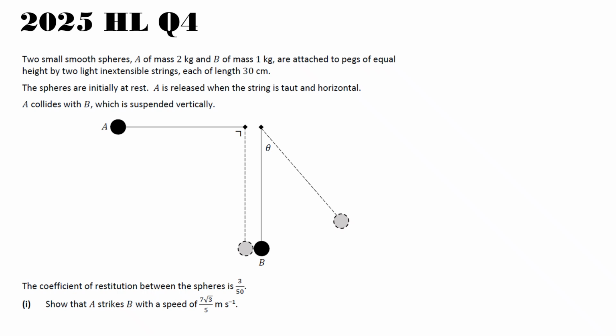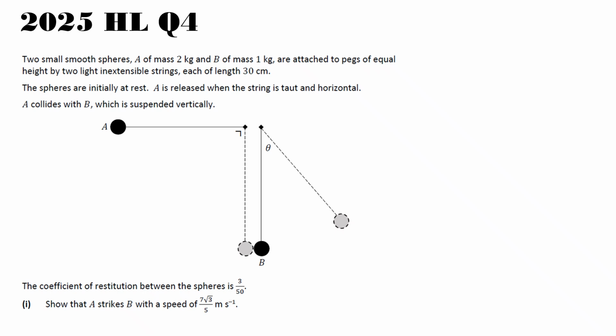The spheres are initially at rest. A is released when the string is taut and horizontal. A collides with B, which is suspended vertically. So we can see this in our diagram. The coefficient of restitution between the spheres is 3 over 50. Show that A strikes B with speed 7 root 3 over 5 meters per second.